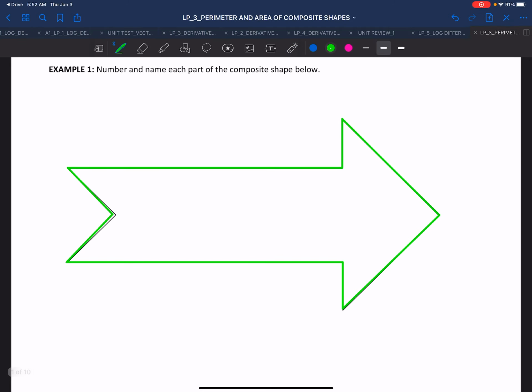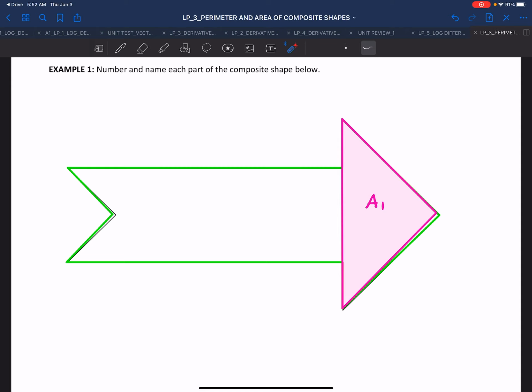So what I'm going to do is draw in here a straight line because I see a triangle here. I'm going to decompose this in more than one way as well, so that we can see how we can interpret this in more than one way. So we have in here the first shape, which is a triangle, and we're going to label this A1.